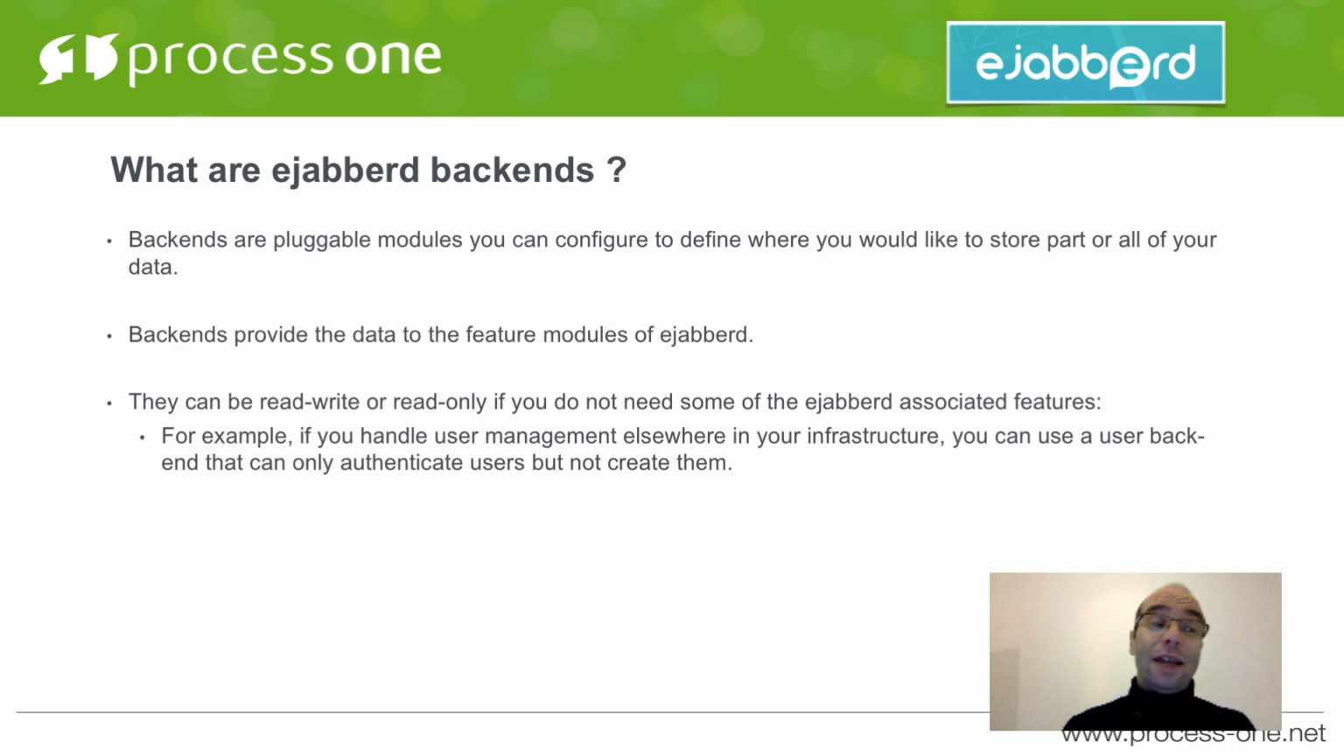So I mentioned that you can read data, but you can also write data, or you can have modules that are read-only. For example, in a typical deployment of ejabberd in the context of a social network, you will not allow a user to create their own account directly through the XMPP stream. So you will not allow a user to connect with a standard XMPP client and register an account. You will have another workflow for that.